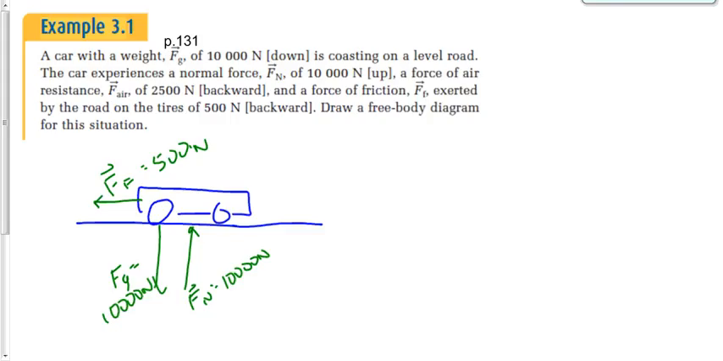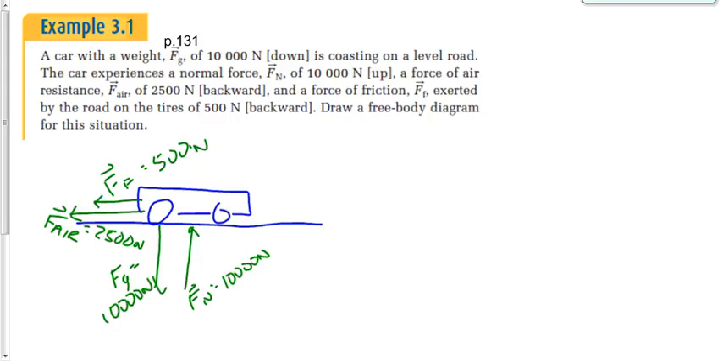What else do I get? Air resistance. What's the force of air resistance? 2,500 newtons? Now again, it's going to act to oppose the motion. If the car was moving to the right, air resistance is going to act to the left. And it should be drawn longer than the force of friction and shorter than the force of gravity.